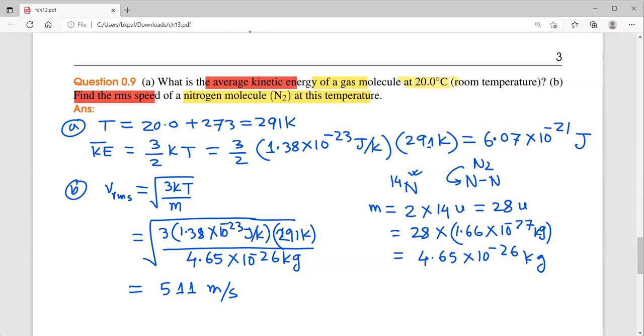And this looks like the end of this chapter. In the next lecture, I will be talking about the next chapter, chapter number 14.